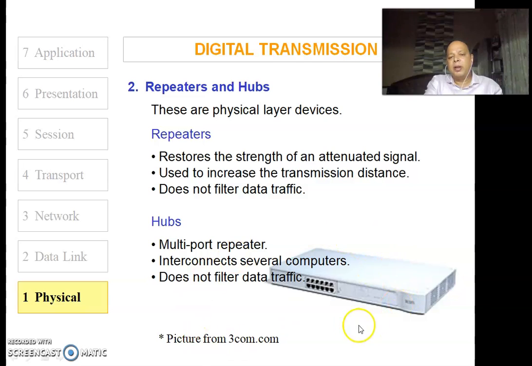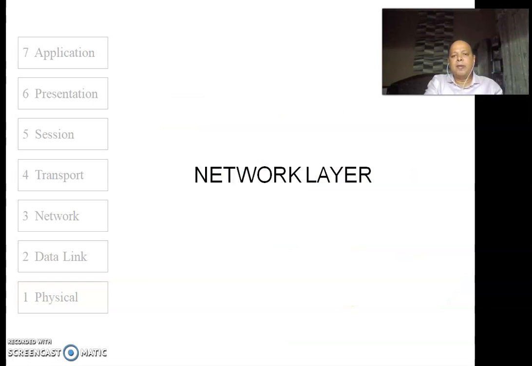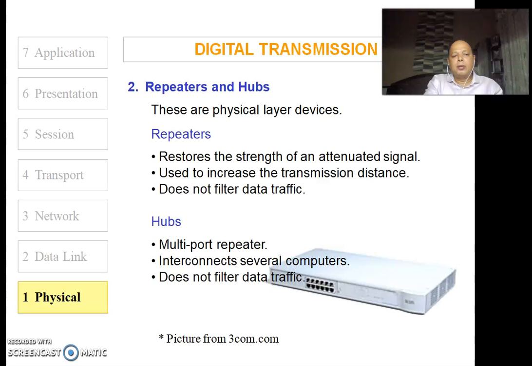And this particular repeater, which is shown here, is a repeater manufactured by 3Com, which is a very reputed company in networking. So these were the details of the physical layer, and let's move now to the next layer.